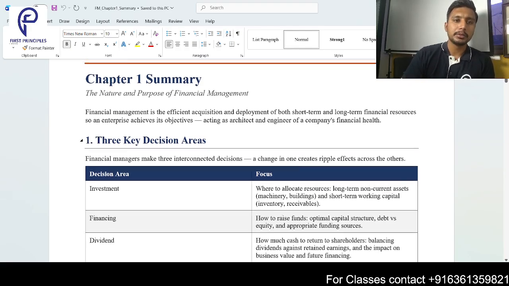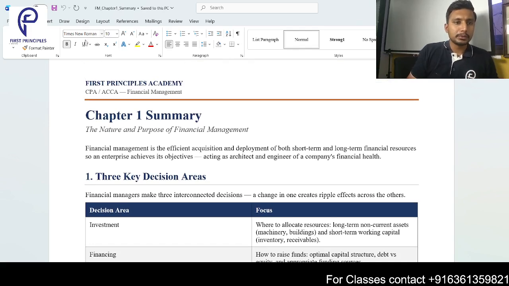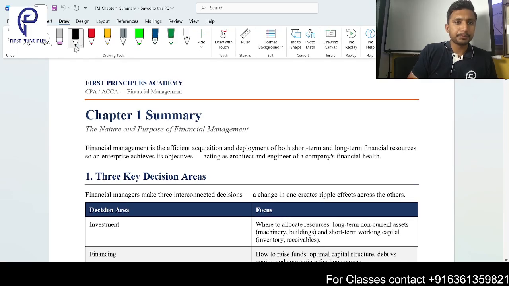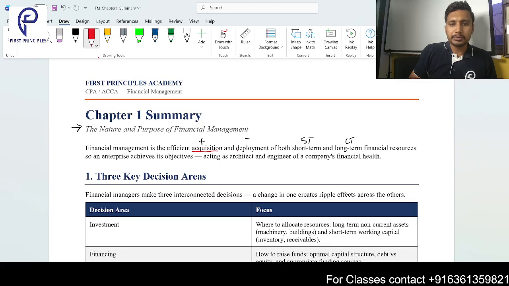So we are looking into the summary of the first chapter. It basically starts with us understanding the nature and purpose of financial management. This is the first chapter. Financial management is basically nothing but you acquire money and then you deploy money in both short-term and long-term financial resources. Two important words, the acquisition and the deployment. Deployment is like management, like allocation. So the acquisition and deployment of both short-term and long-term financial resources, which is money.